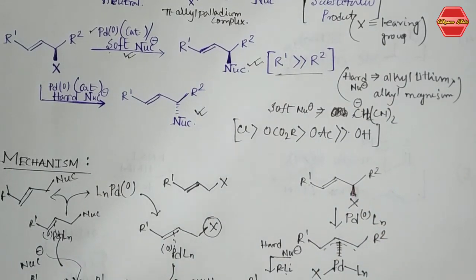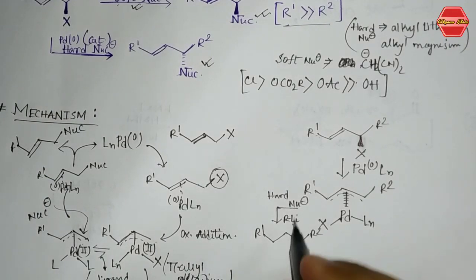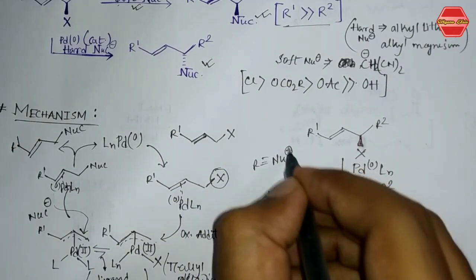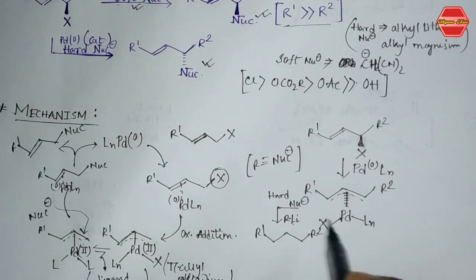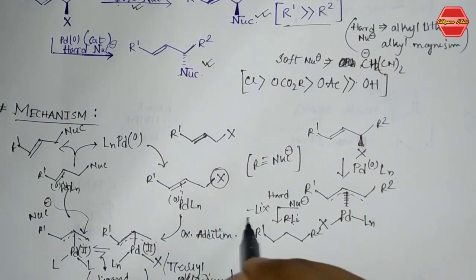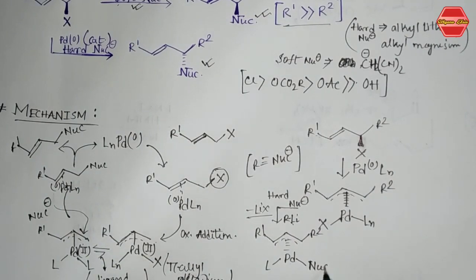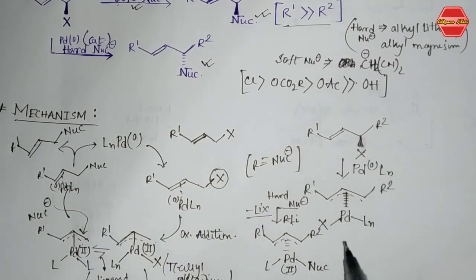Now if we write it this way, that is your R2, and this R equals nucleophile, right? This R group is basically any kind of alkyl group. So this is LiX, which leaves from the system, and this group is below the plane. Here is your ligand, and here is your nucleophile, which is attached to the palladium, and palladium is now 2 from 0 to 2, because this is the oxidative addition process.